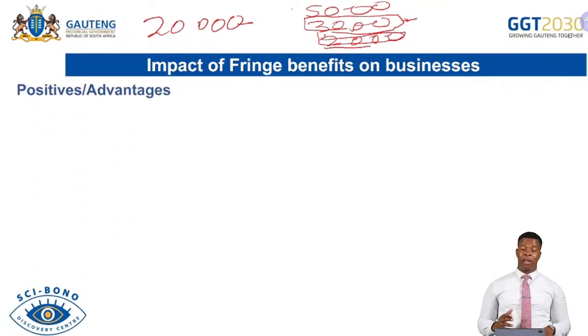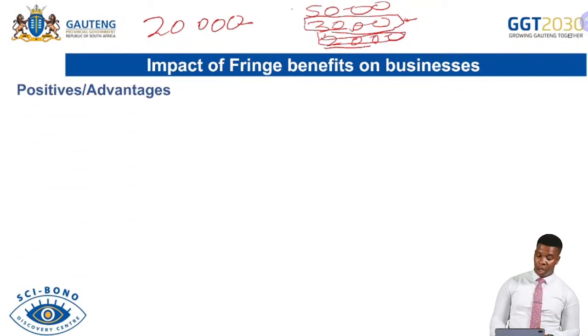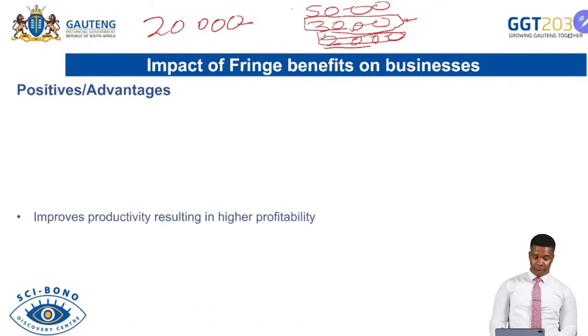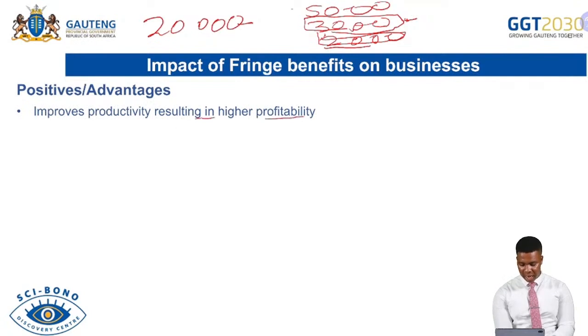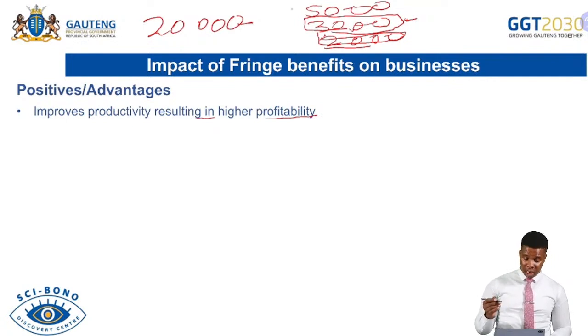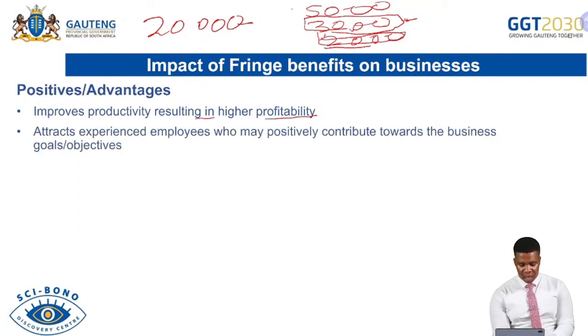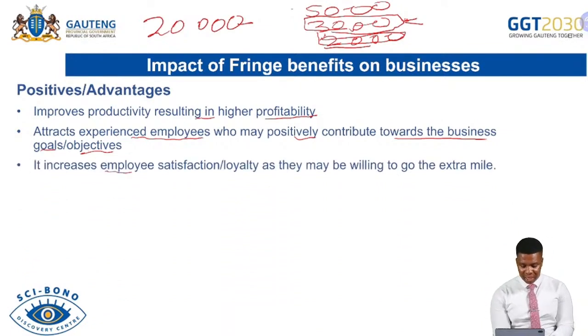Now let us look into the impact, the positives and negatives, to say what are the advantages of these fringe benefits on a business. One, it improves the productivity, resulting in higher profitability. Why? Because the workers are receiving more from working for the business. They have more benefits, so it allows them to work harder for the business. Furthermore, it attracts experienced employees who may positively contribute towards the business goals and objectives. Why are these workers being attracted? It's because they want to get these fringe benefits, like the 3,000, the car allowance, the traveling allowance, the pension fund. They want to get those allowances. And then it increases employees' satisfaction or loyalty, as they may be willing to go an extra mile for a business.